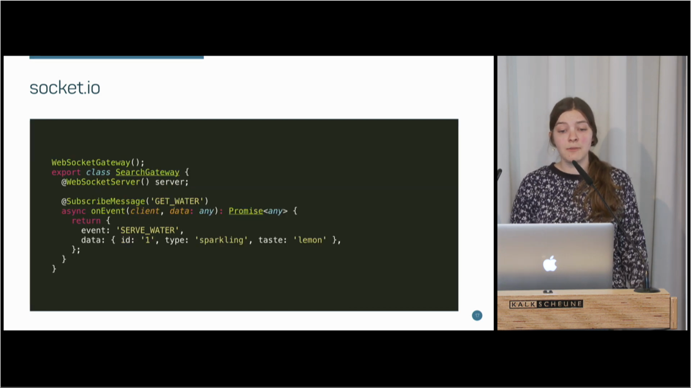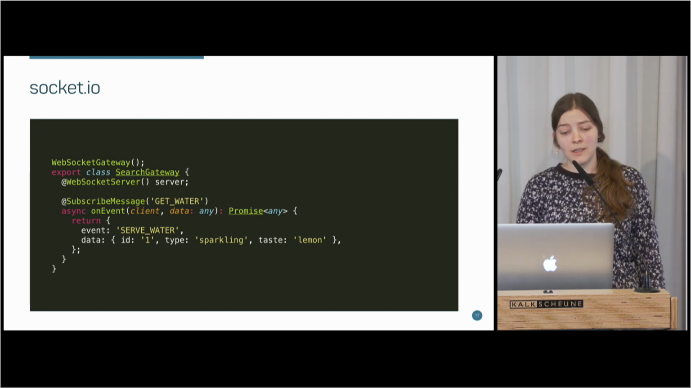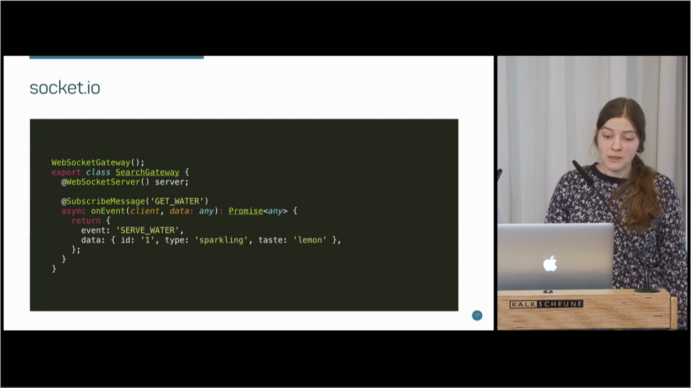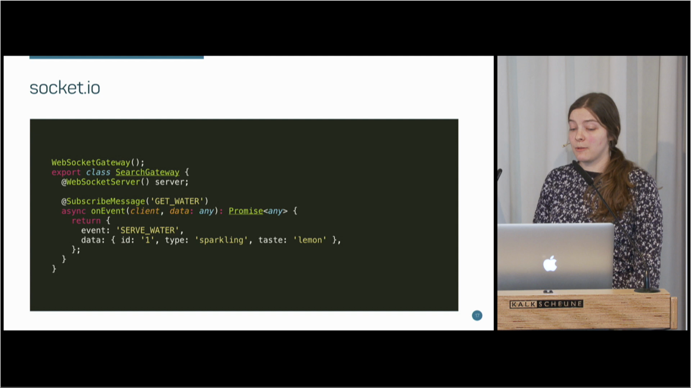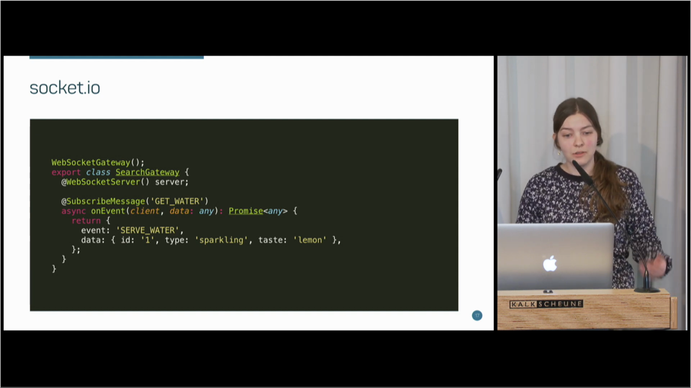You could do the same with Nest.js. It's a little bit different notation. You're going to see there's an annotation on the class called WebSocket Gateway. You're going to inject the server with WebSocket server, and then you're going to subscribe to the server with get water and doing actually the same as previously. You're going to return a new water.